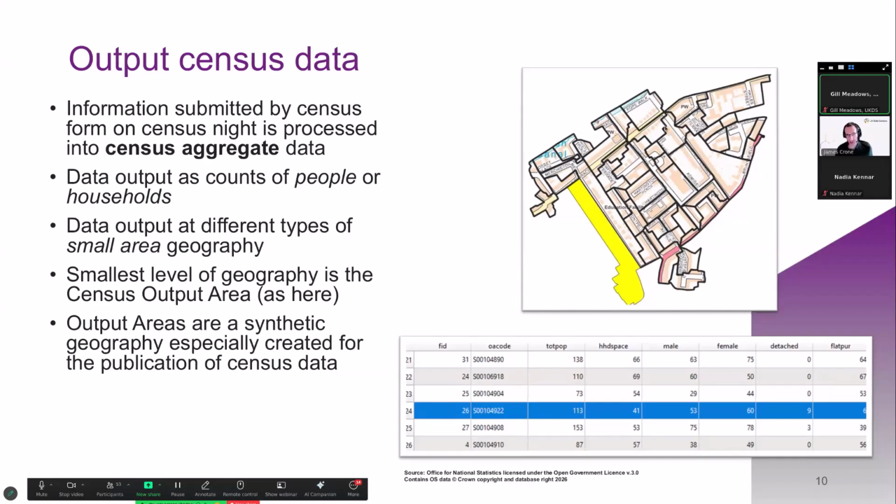And you can see the output areas here. This is showing a bit of Edinburgh. So each of these regions is an output area, and it covers about a street. And then you just get the different types of the data.